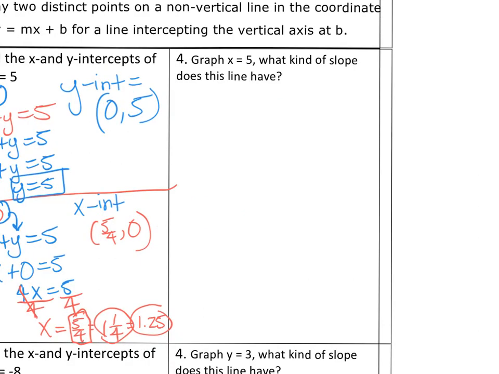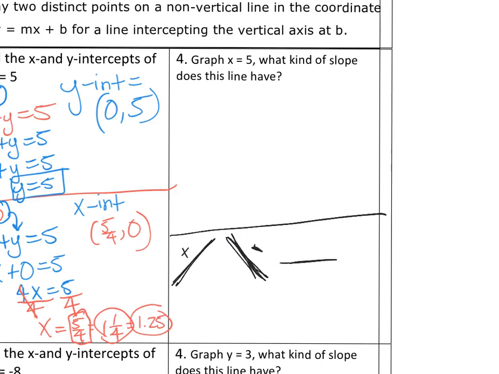Number 4, graph x equals 5. What kind of slope does this line have? If you watch the notes video when I had a sub, we talked about the different types of slope. So I'm just going to give you the recap. Go ahead and split your page up, and I'm going to give you the notes on the bottom half. Remember, when your line goes up from left to right, that's a positive slope. When you have a line going down from left to right, that's a negative slope.